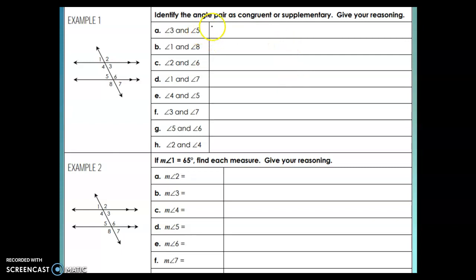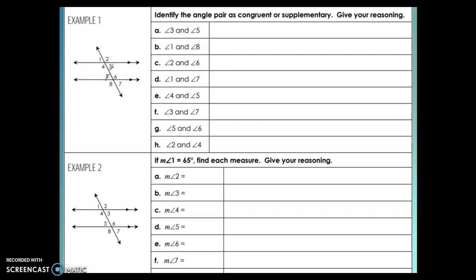So let's keep all of that information in mind and see if we can find some missing angles. We've got to identify the angle pair as either congruent or supplementary and give our reasoning. And our reasoning is not going to be because they look the same or because they look different. We have to identify what type of angle it is. So let's take a look at 3 and 5.